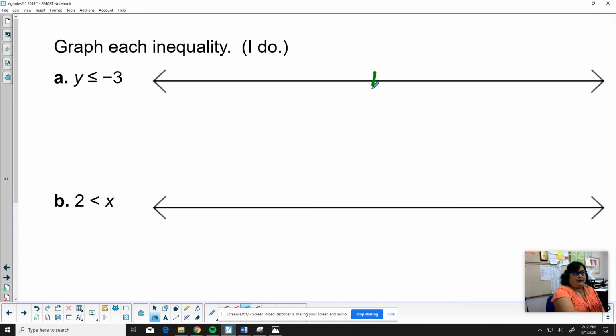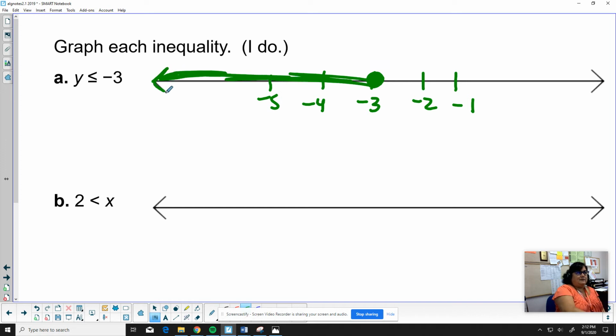All right, so I'm going to put -3 right in the center. It's a closed circle. It's closed because it's got this equal to part right here. Okay, so getting bigger would be -2, -1. Getting smaller, -4, -5. And it's less than or equal. So that means I shade the left side because those numbers are smaller than -3.